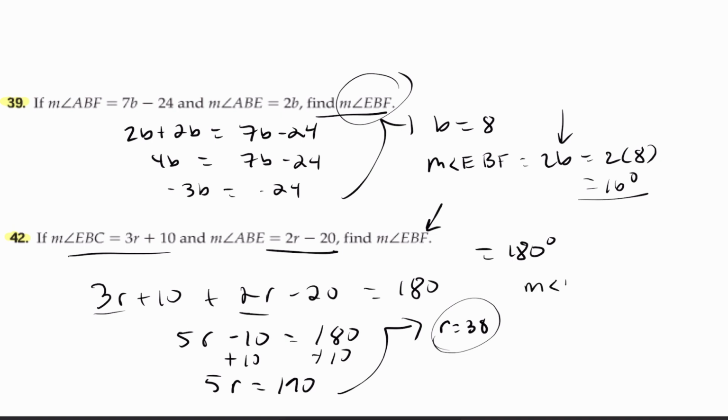So measure angle EBF is equal to 2r minus 20. So 2 times 38 minus 20 is going to give me 76 minus 20, which is 56 degrees.